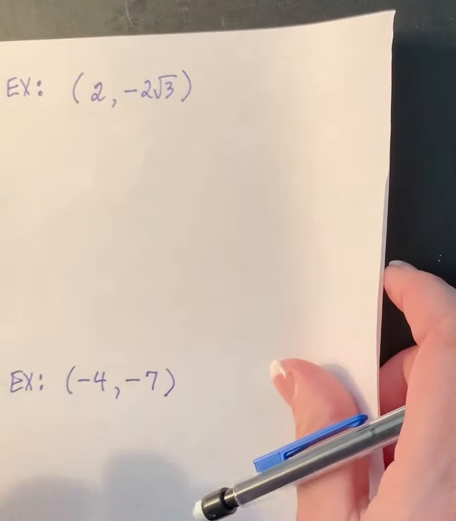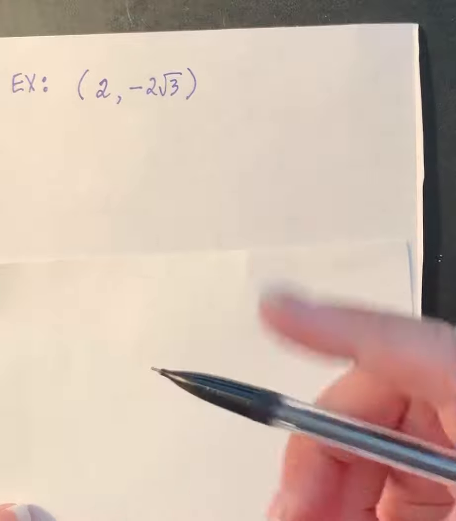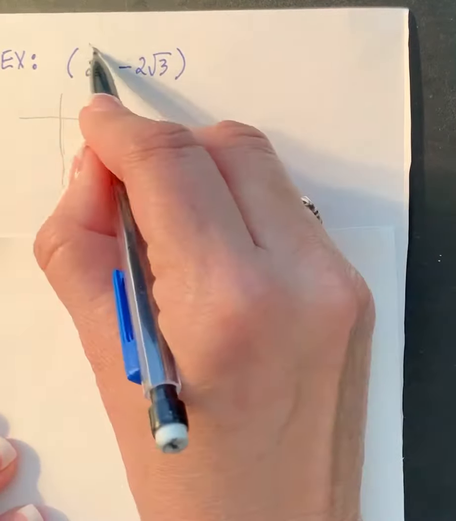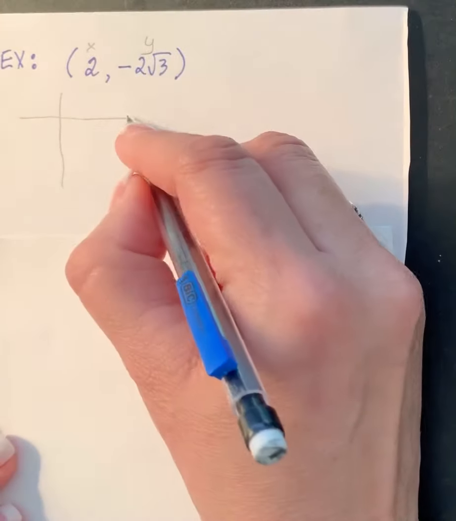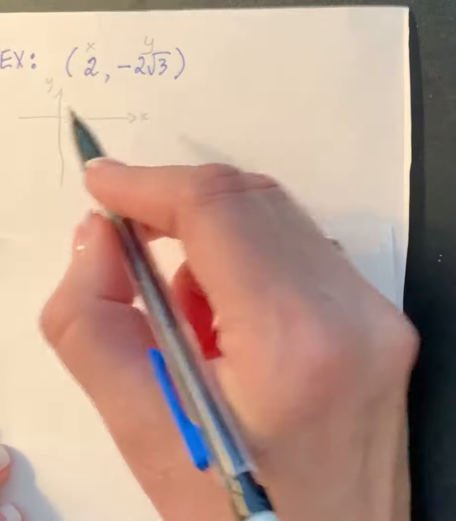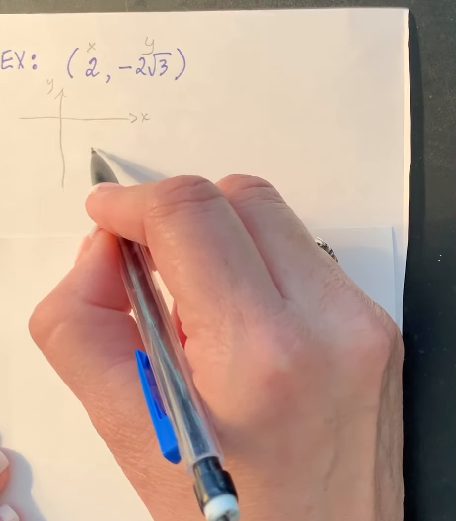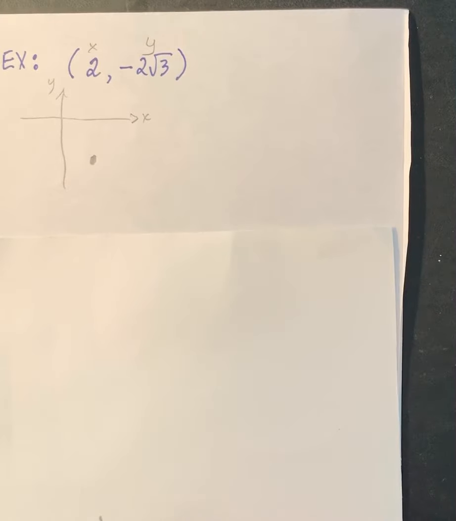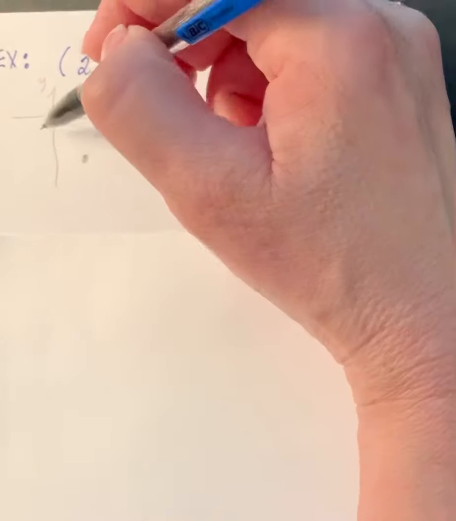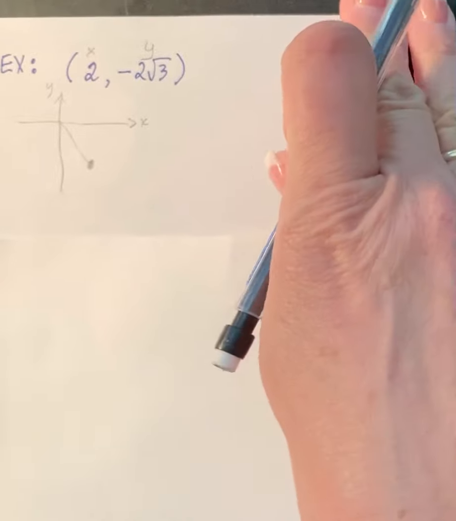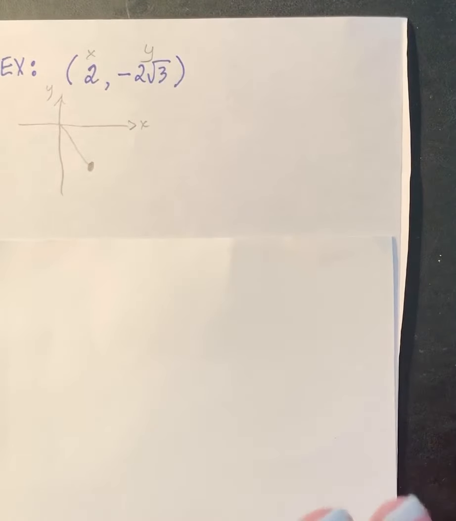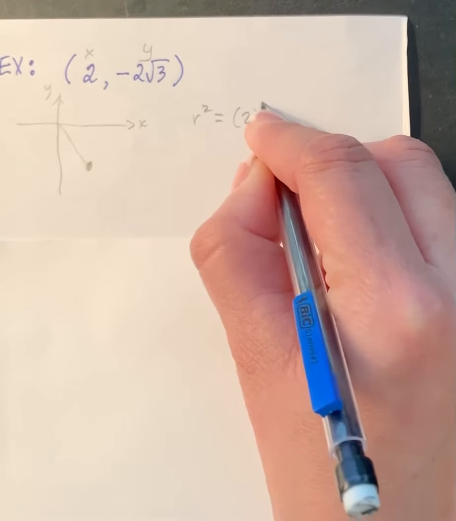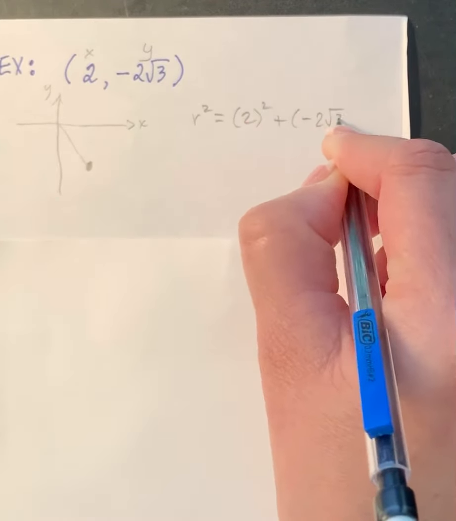Here's another one. We have 2, comma, negative 2 root 3. All right, this one we can see x is positive, y is negative. It's going to be in the 4th quadrant. All right, so roughly here. Okay. All right, so if you want to do a positive r, then make your angle also be quadrant 4.